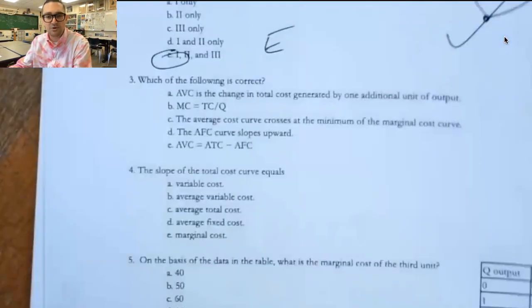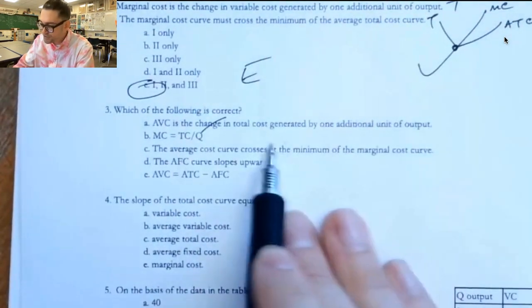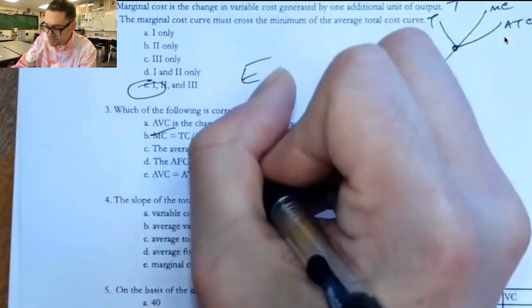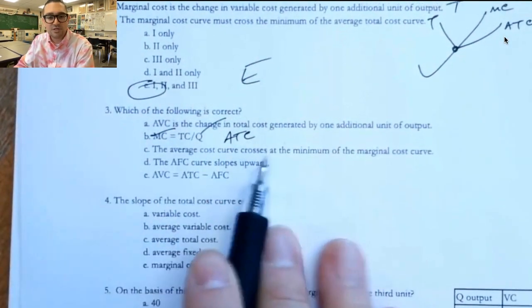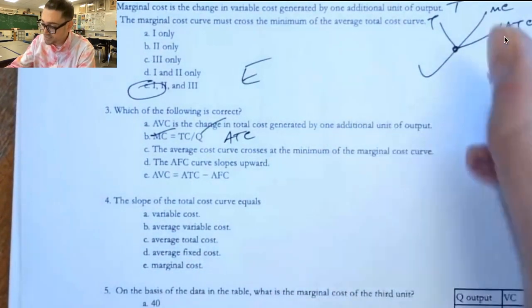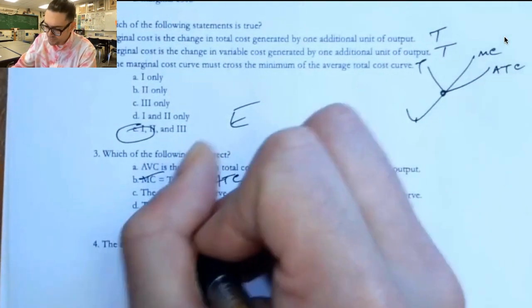Now, which of the following is correct? AVC is the change in total cost. No, it's not a change, it's an average. So we're going to rule that one out. Marginal cost equals total cost divided by quantity. No, that one's the ATC. TC over quantity is just average total cost. Average cost curve crosses at the minimum of the marginal cost. That's reversed, so we're going to rule that one out.